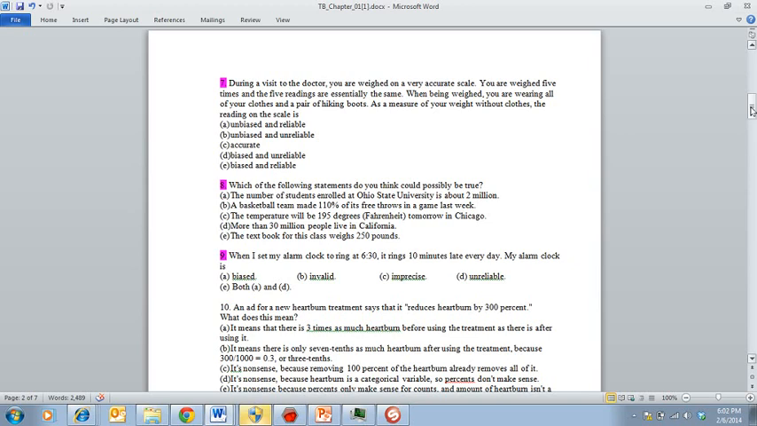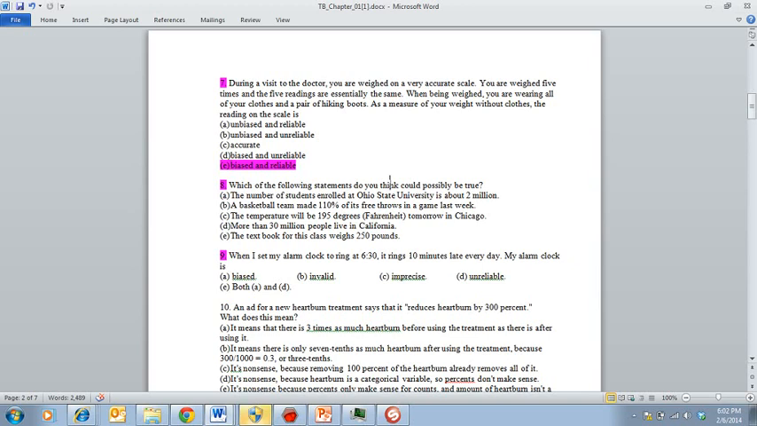It's going to be D or E. So D says it's biased and unreliable, and E says it's biased and reliable. And it's going to be E because it is reliable. It's giving you the same number each time. However, of your regular weight, it's going to be over by however much your clothes and your hiking boots weigh.